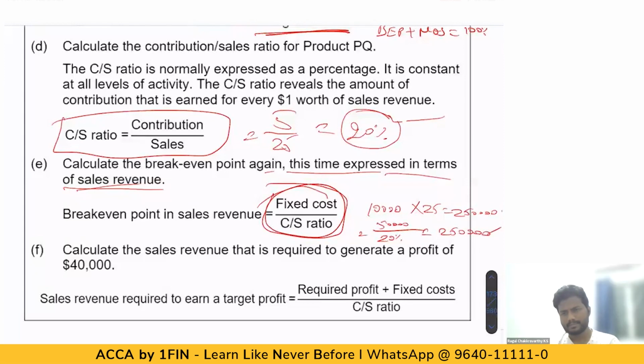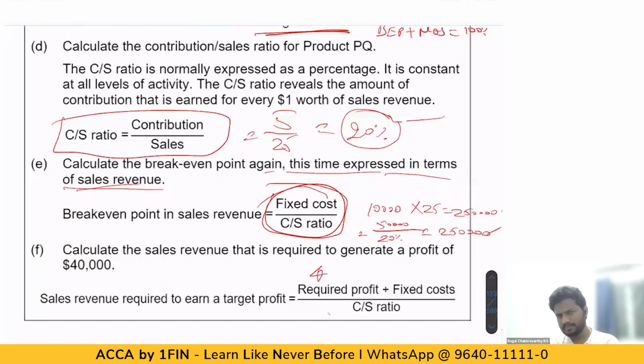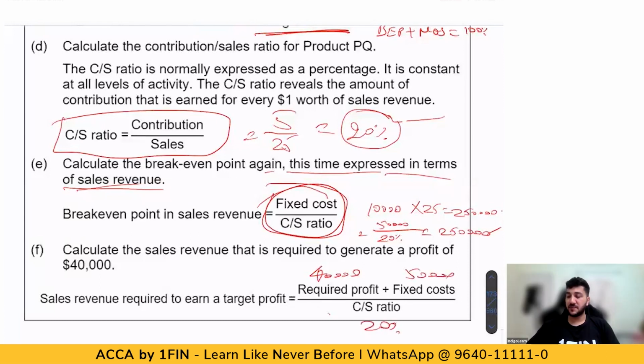Next, calculate the sales revenue that is required to generate a profit of 40,000. It's the same, same wine, different glass. So 40,000 is the required profit. 50,000 is the total fixed cost. CS ratio is 20%. That gives 4,50,000.